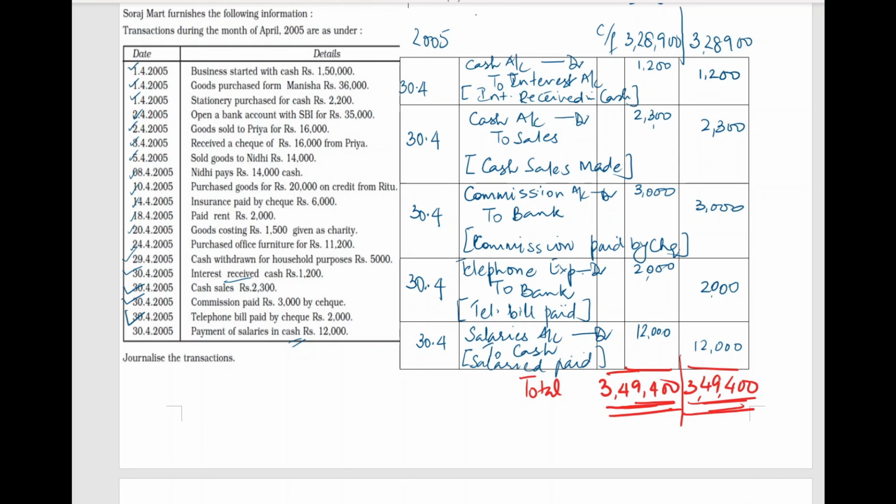So guys, with this, I hope you have understood how to pass the entries from transaction to your journal book, journal entries, how to pass journal entries. All right, guys. So with this, I end my today's session with an example. And in my next classes, the same, taking this journal entries, I will be posting it to Ledger. Okay. So this is the end of the class today.